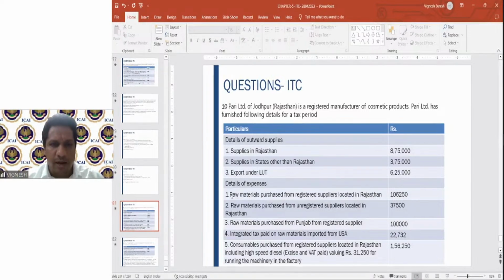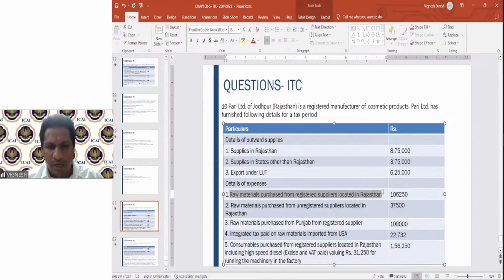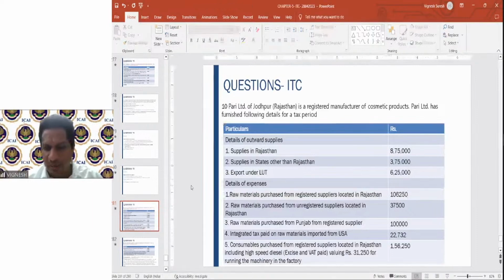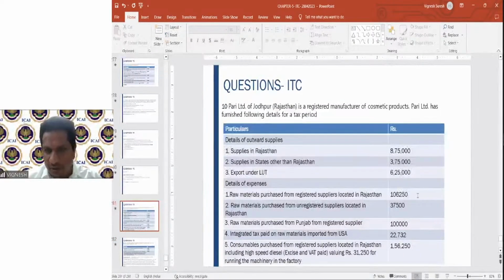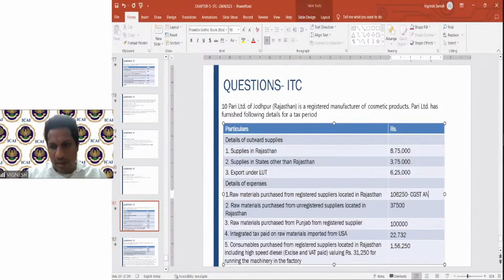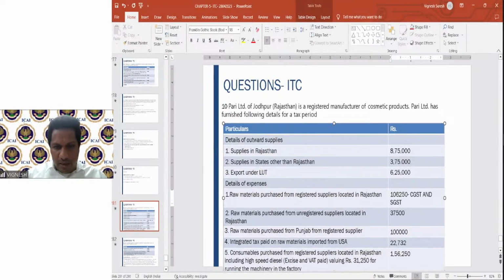So let us look at raw materials from registered dealers located in Rajasthan. 1,06,250 into 9% each. 18% is given, no? The rate of GST. Yeah, 18%. So 9% each. So therefore, this CGST and SGST can be claimed. Then from unregistered suppliers, nothing. Nil. Then Punjab means IGST will come. So 18,000. Simple. Step by step you should see. Don't get scared by the size of the problem. Very easy. Then IGST on import from USA can be claimed definitely.